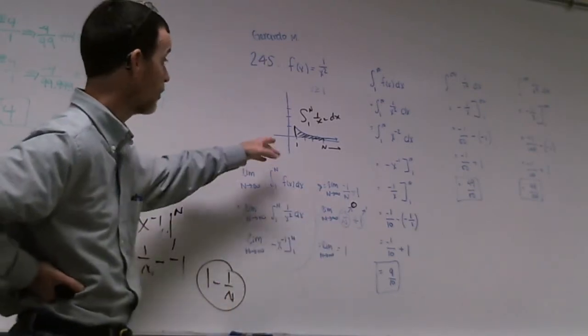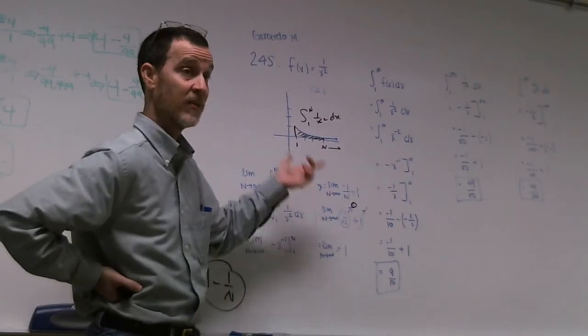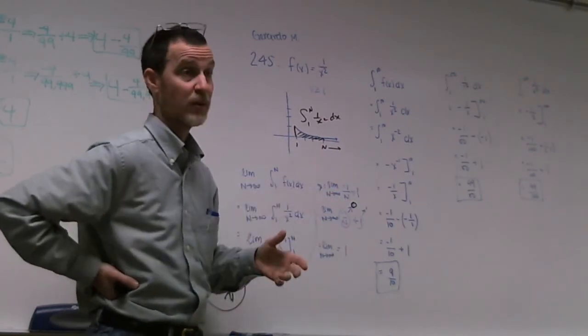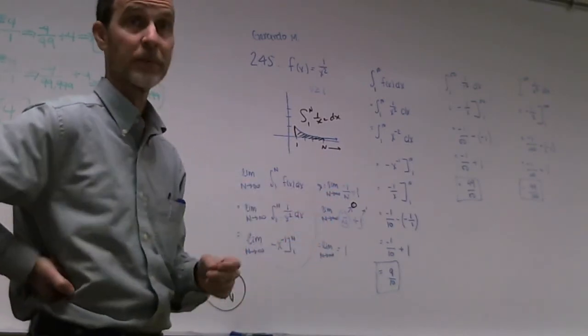If it goes to a number, then the area under that curve is finite. If it doesn't go to a number, then the area under that curve is infinite or unbounded.